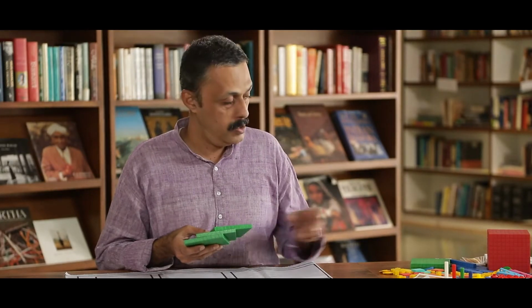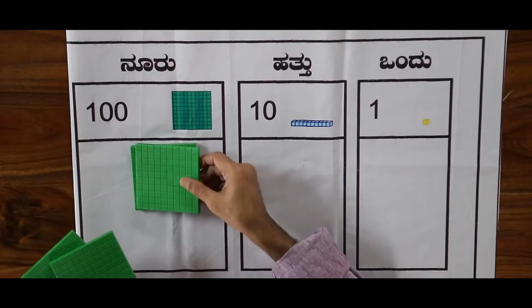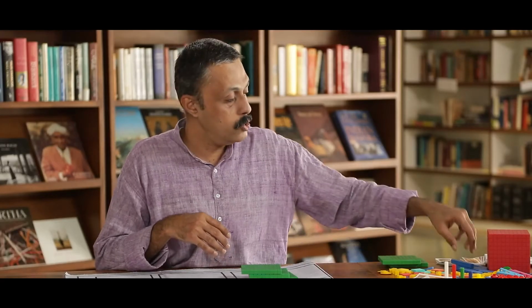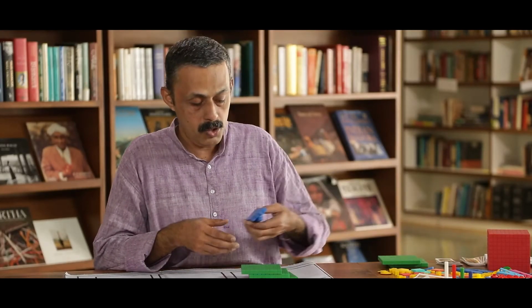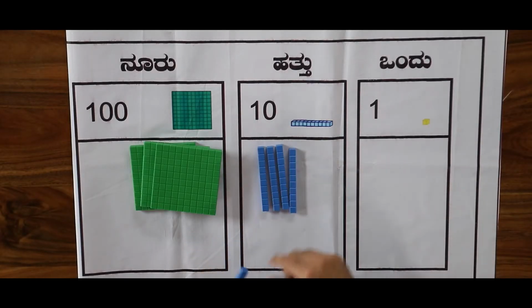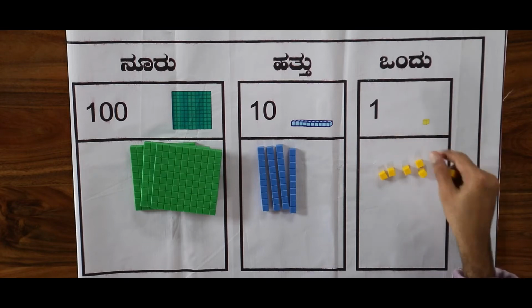All right. In 345, how many hundreds are there? Here I have 5 hundreds. Now, how many hundreds should I keep here? 3 hundreds. 1, 2, 3 hundreds. 45. Here we have done that earlier. So 1 ten, 2 tens, 3 tens, and 4 tens. 5 units. So 1 unit, 2 units, 3 units, 4 units, 5 units.